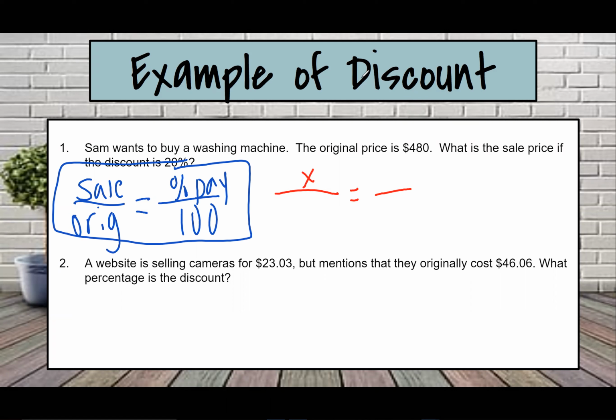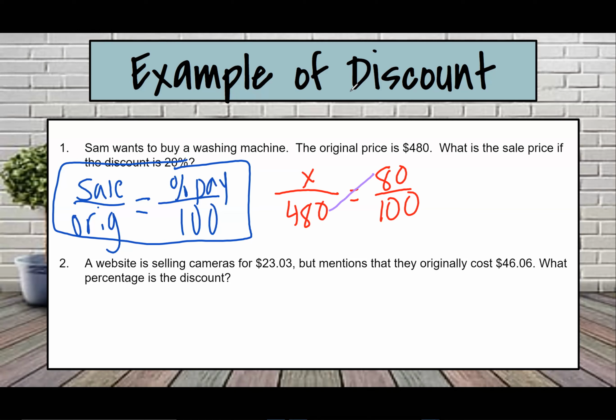Do we know the original price? Yes, the original price is $480. Do we know the percent we are paying? Well, the discount is 20%, so that means it's 20% off. So the percent we are paying is 80%. So that's how we get the 80 over 100. And now we can do like we've been doing. We can cross multiply and divide.